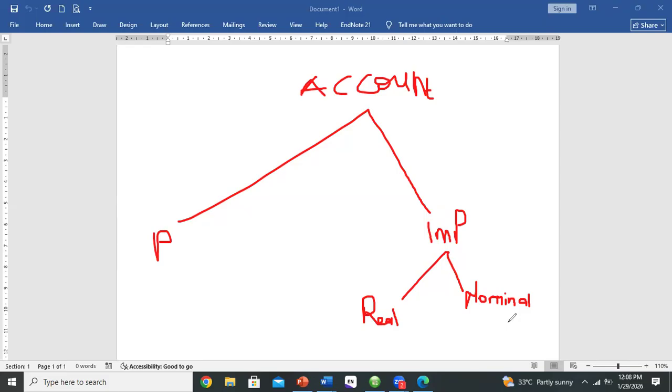Okay. So the double entry for the personal is debit the receiver, credit the giver. Debit the receiver, credit the giver. So please put that down.